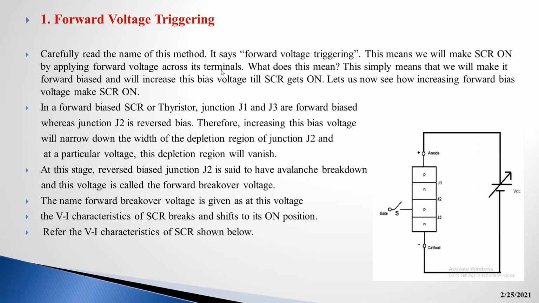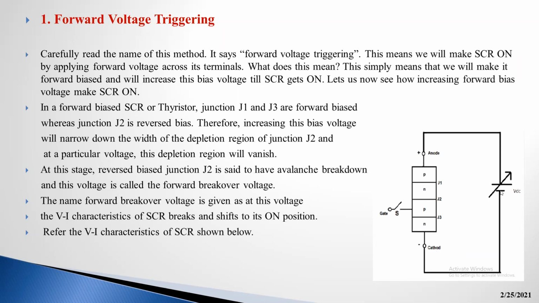It is clear. Simply remember that here we are not applying any voltage to the gate circuit. Only the forward voltage is applied across the SCR. The positive terminal of the supply is connected to the anode, and the negative terminal of the supply is connected to the cathode.